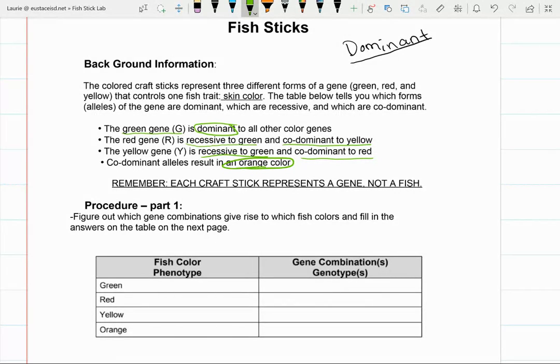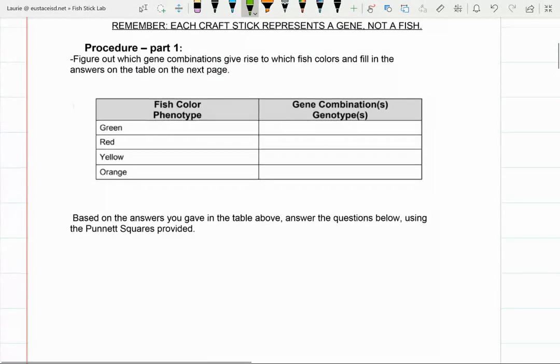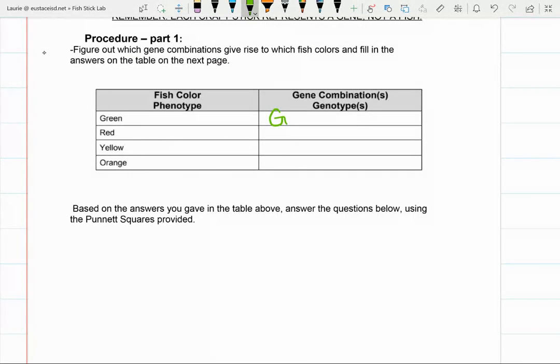Okay, so let's look. It wants us to give all of the gene combinations, the genotypes, that can create green. Well, if green is dominant to all colors, we can have a big G, big G, little r, because that's green as a dominant allele. The R, written lowercase, means it's a recessive gene, so it's hidden. It's still there, it's still carried by the organism, but is not actually expressed in the offspring. My offspring with these genes would still be a green fish.